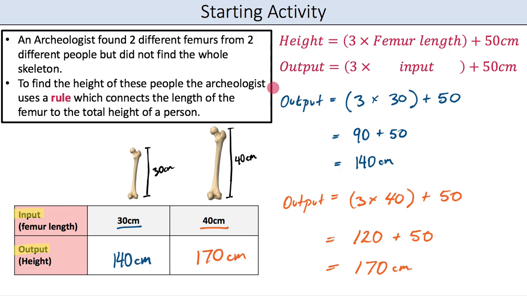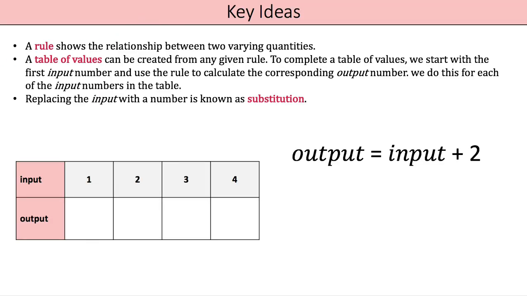So in this starting activity alone, we've talked really about a lot of things already. We've talked about two varying quantities being linked together with a rule. We've used an input-output table. So hopefully this really situates you as to what's going on in this topic. Let's now go through some key ideas.